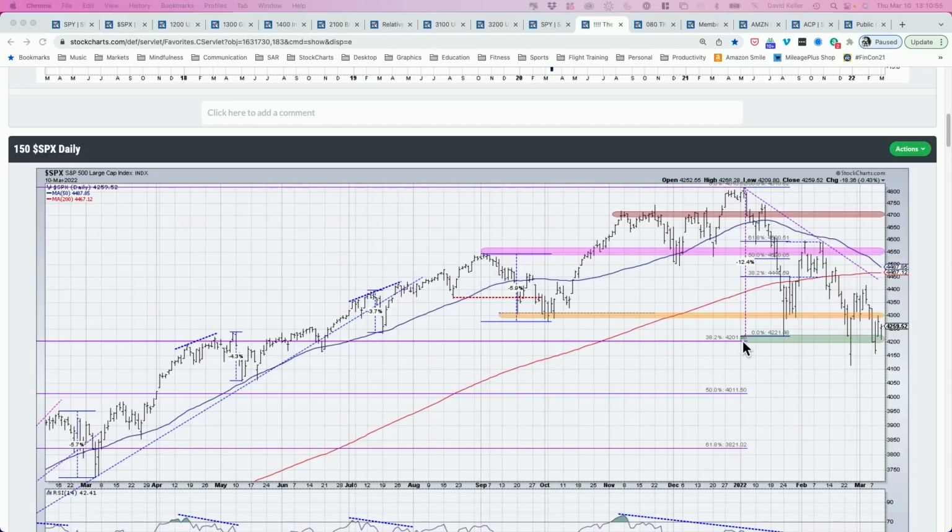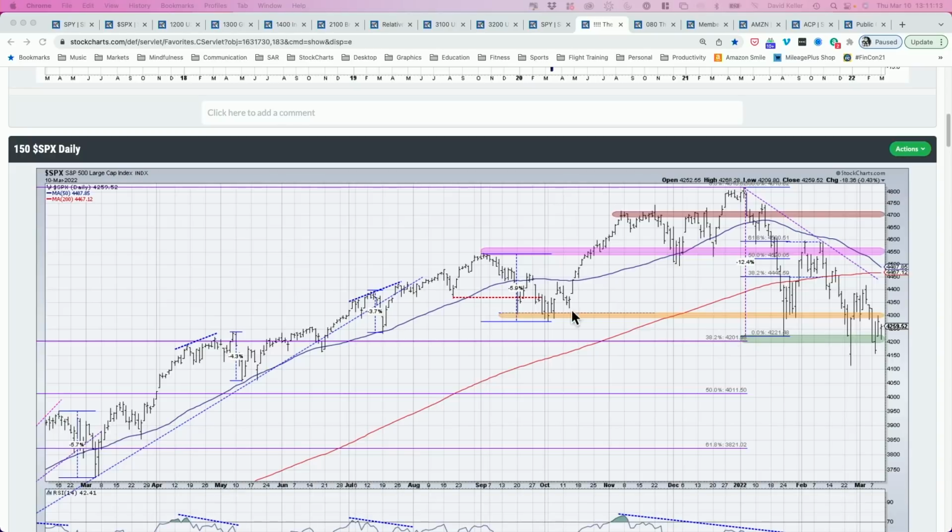We first touched this green shaded area back here in January. We hit it again in February. We opened below there, but closed right above it, which was a nice short-term bottoming signal. On Tuesday of this week, we closed below it and again have propelled back higher. So 4,200 is serving as quite the floor for the market.